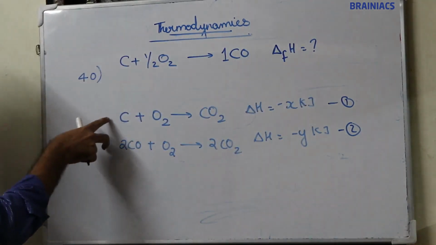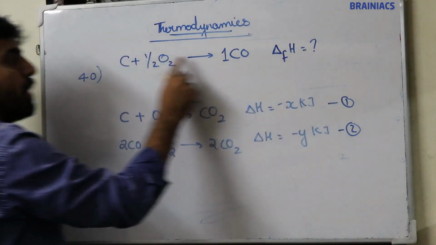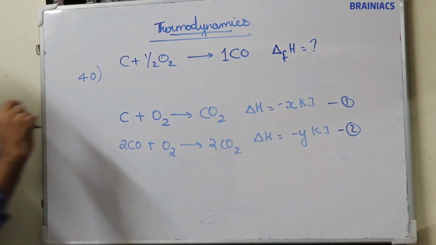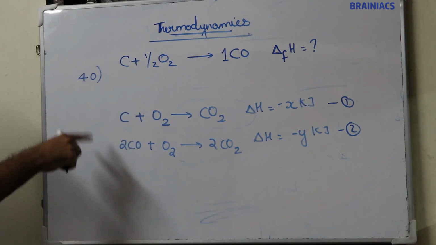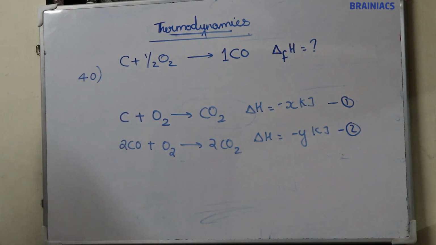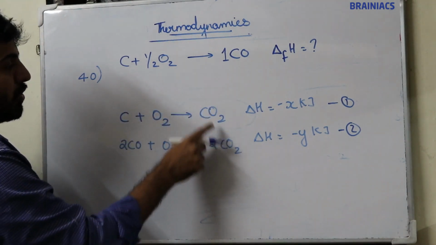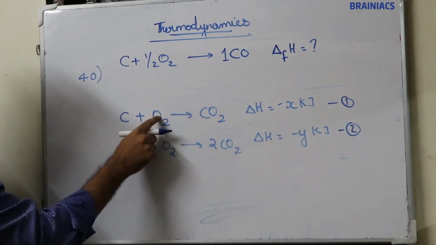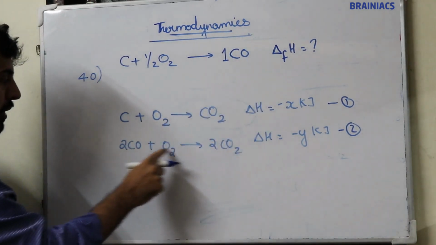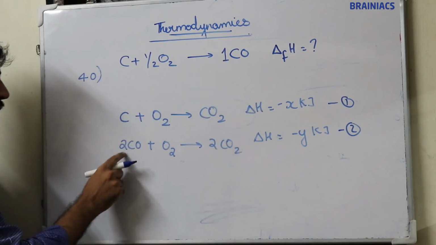They have given two equations. That means we can calculate the enthalpy of formation of this equation from these two equations, right? I think it's clear. Now, here we don't want CO2. We want C, C is there. We want oxygen, oxygen is there. We want CO, CO is there. But the problem is, here there is only one CO, here there are two CO.